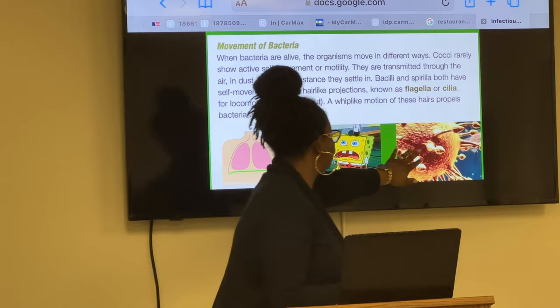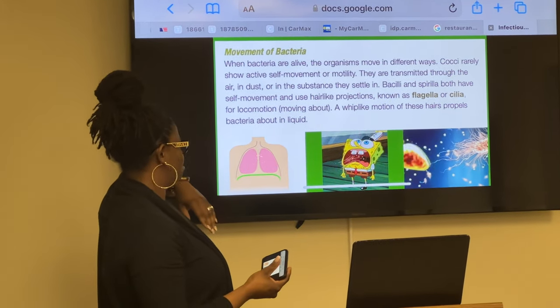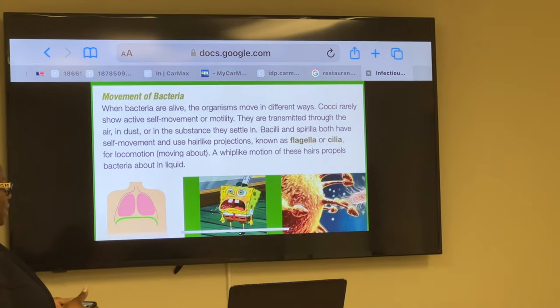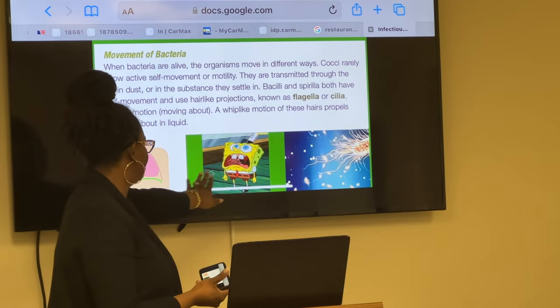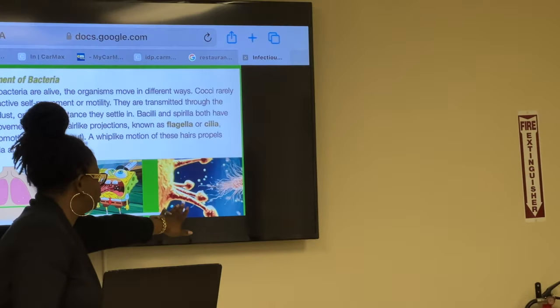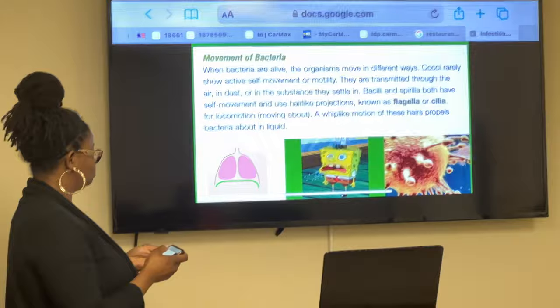This is the bacilli. They have self-movement and hair-like projections, so they move on their own. This is nasty, like in liquid and stuff. So this is the ones that don't move by themselves: SpongeBob spitting on people. And then this one moves alone.